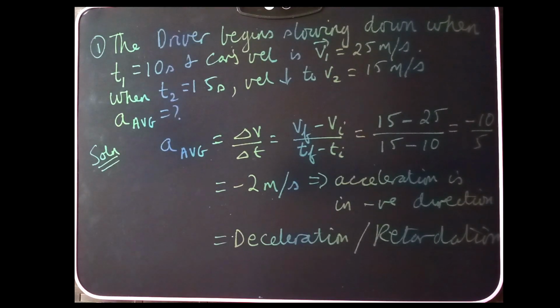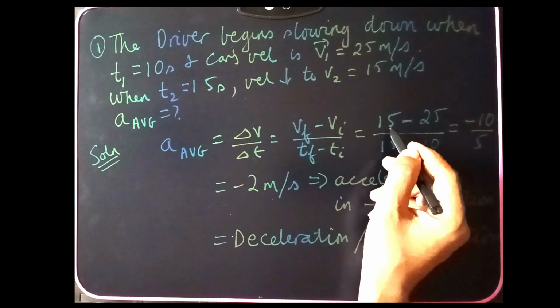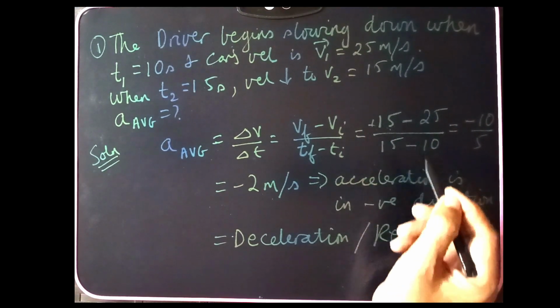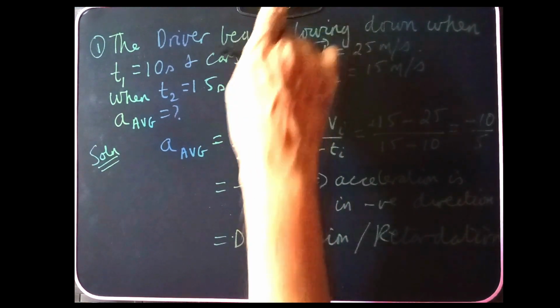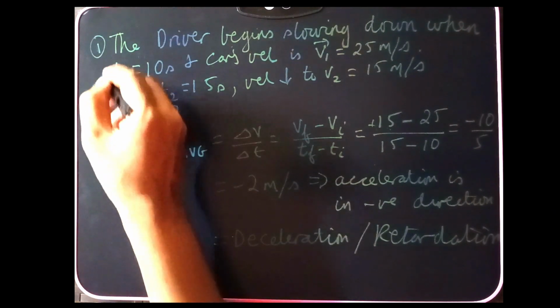I hope this aspect is clear enough. If you're wondering how it is positive and negative: both velocities are positive, and the acceleration is coming out negative. That means acceleration is against velocity. I'll clear this. Shall we go to the next problem?